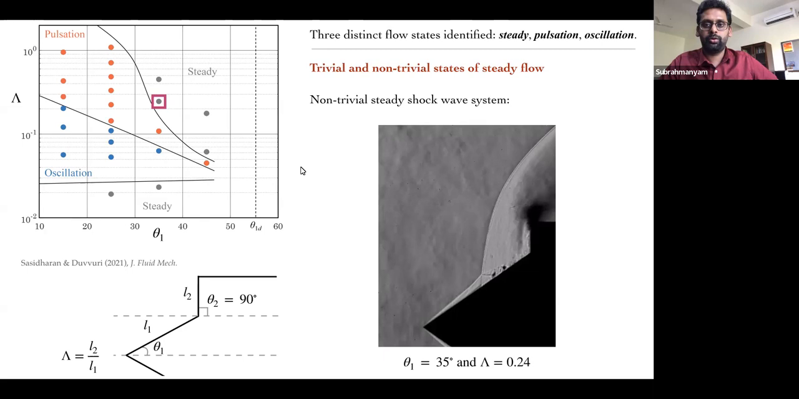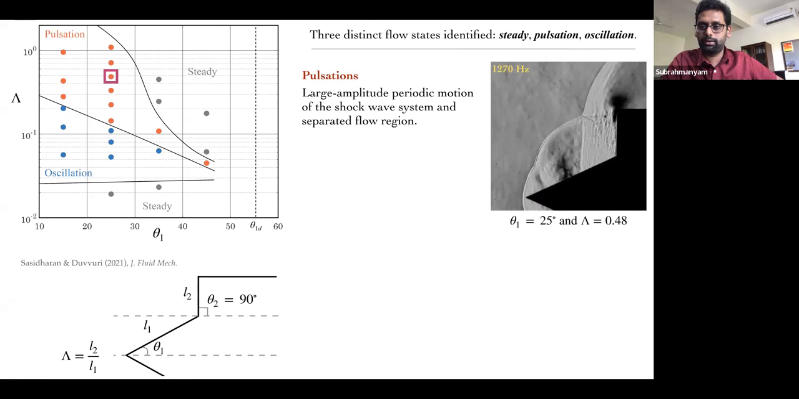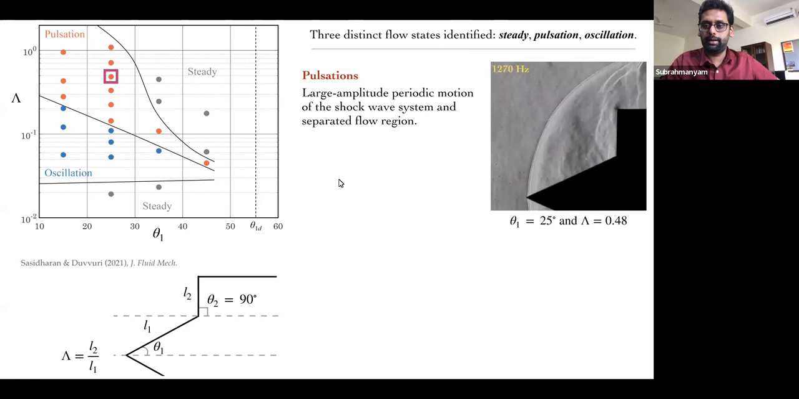All right. So now let's move on to the two unsteady flow states that we identify from Schlieren. The first is what we call pulsations. Here's an example of flow being in this pulsation state, where theta 1 is 25 degrees and lambda is 0.48. So that is this data marker here. As you can see from the Schlieren video, the large amplitude periodic motion of the shock wave system and the separated flow region is readily evident, right? This is in sharp contrast to the nominally steady case that you saw just a little while ago on the previous slide.